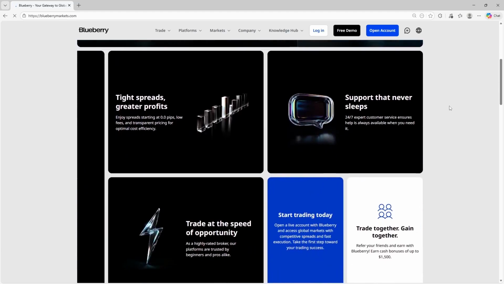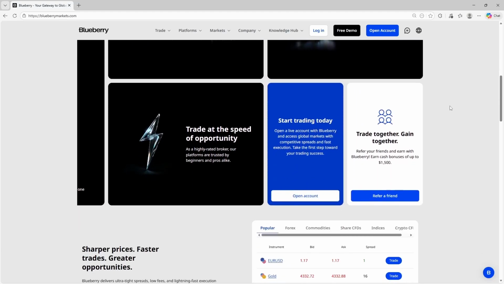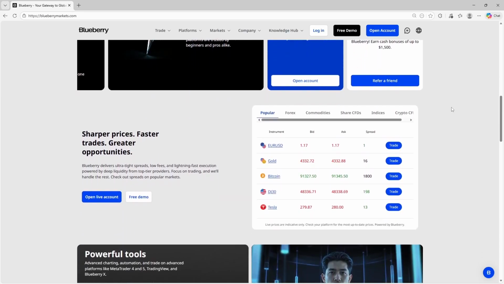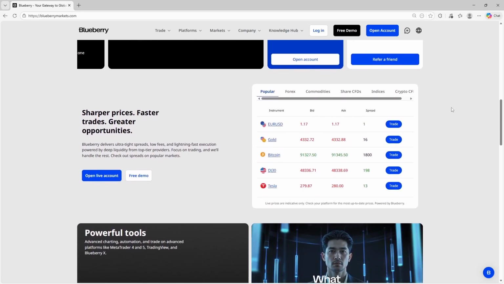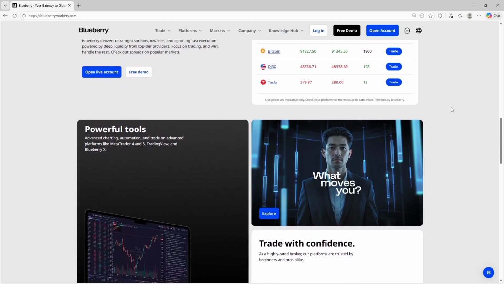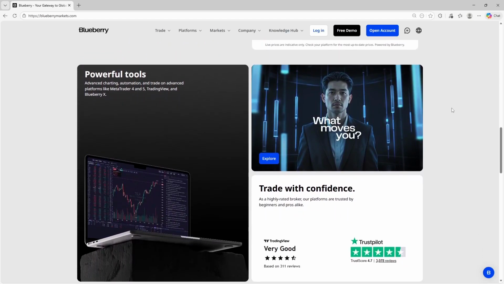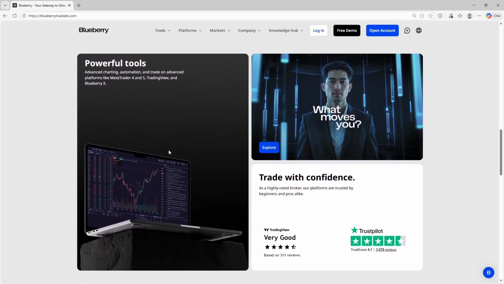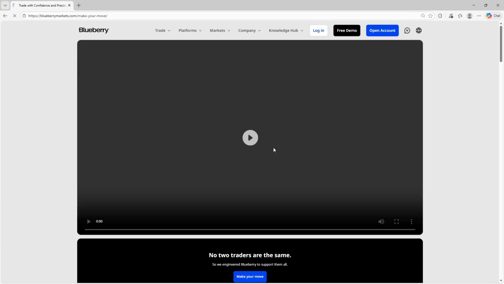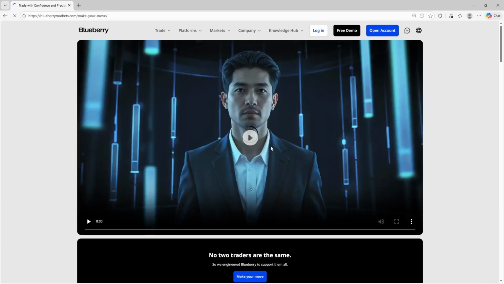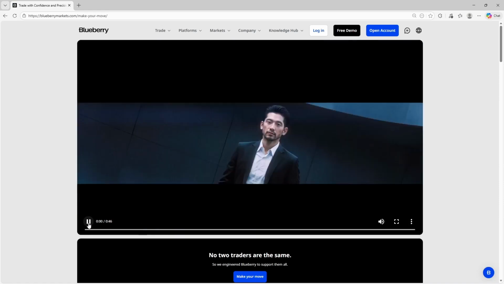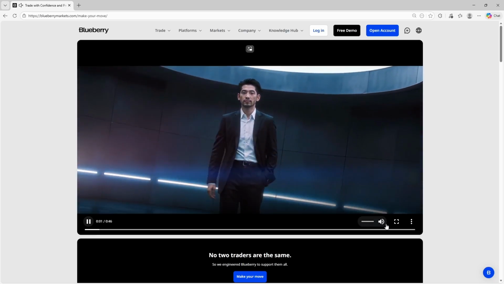This broad platform support allows traders to operate however they prefer, whether that's classic desktop trading, browser-based access, or advanced TradingView charting combined with live execution. The broker supports over 300 tradable instruments across Forex, indices, commodities, and cryptocurrencies, offering breadth without overwhelming the platform.